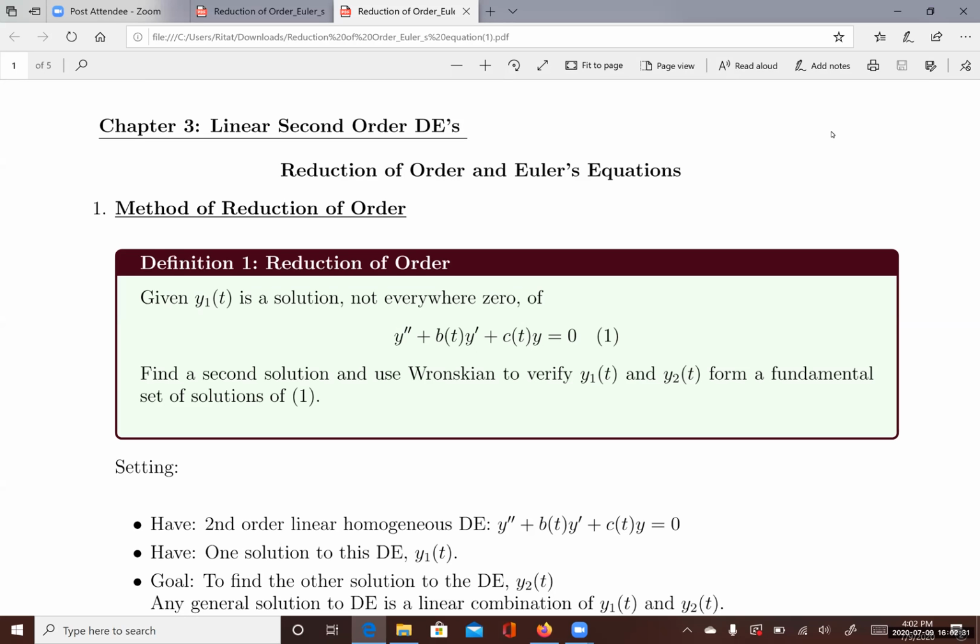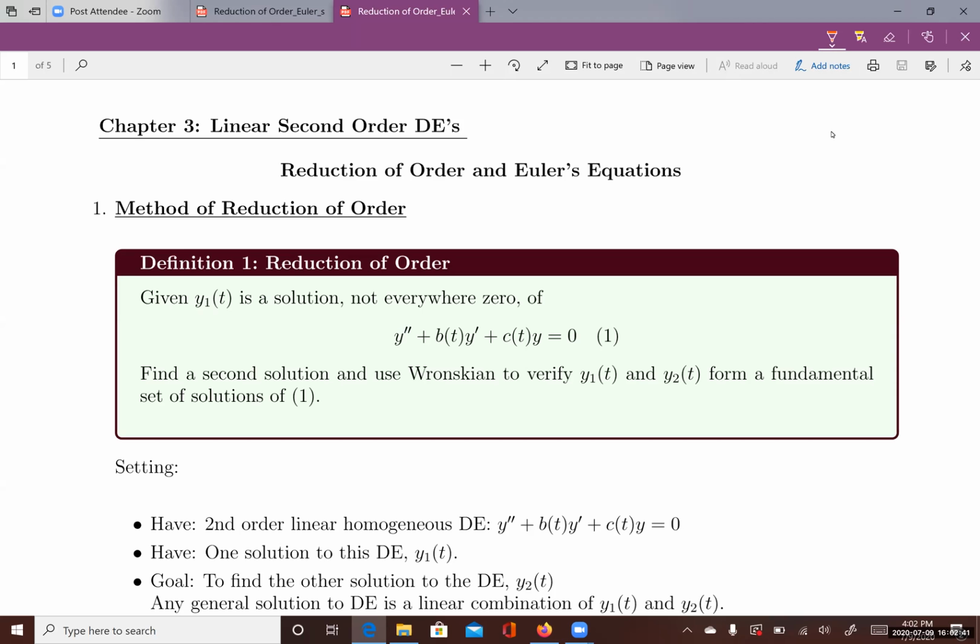In linear second order differential equations, especially homogeneous equations, the method of reduction of order is used when you know one of the solutions of the equation, not identically zero. So again, you have a second order linear homogeneous differential equation in this form, and you know one of the solutions y1. Then you can find the second solution and use the Wronskian in order to determine whether the first solution and the second solution that you just found form a fundamental set of solutions.